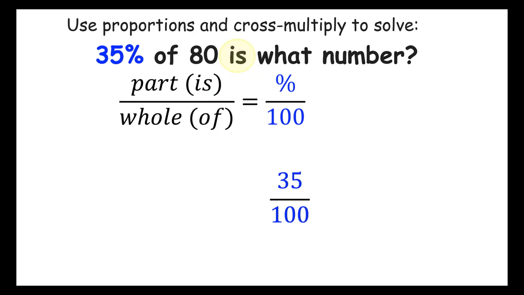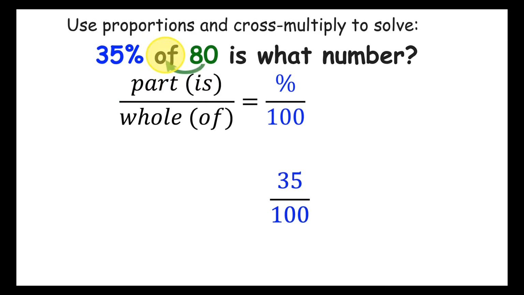another similar verb, and which number is the whole, associated with the word of. This can be tricky sometimes. For example, since 35% replaced the percent over 100 in the proportion, it cannot be associated with of. So we look at the number 80 in the question, 35% of 80 is what number?